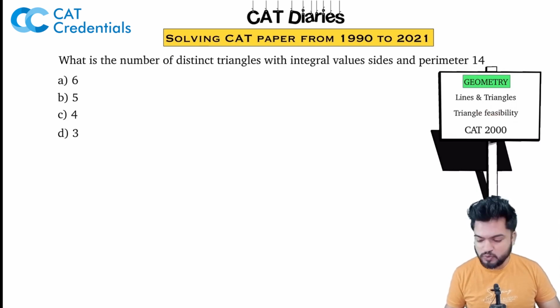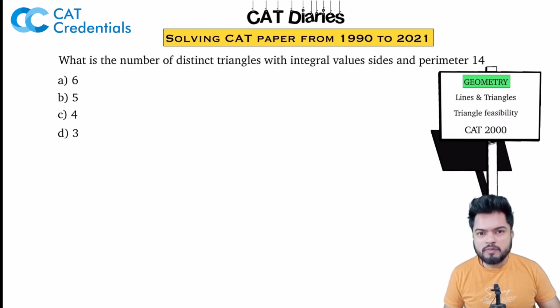Okay, so the thought process is very clear here. In the topic there is a subtopic, and in that subtopic we see a type. So on triangle feasibility, there are two problems that are being asked from 1990 to 2021. Let's see both of these problems.